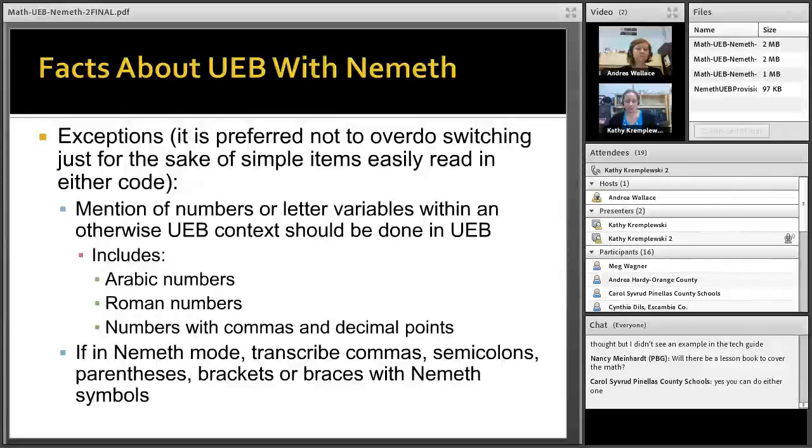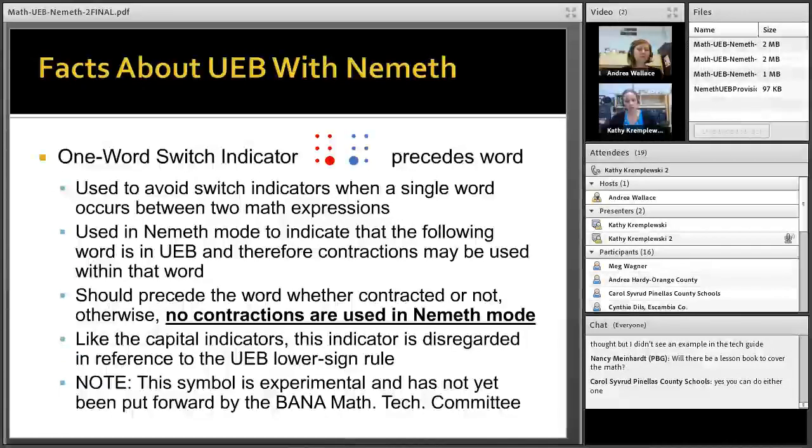There are exceptions to this, though, because it wouldn't be Nemeth without exceptions. It is preferred not to overdo the switching just for the sake of simple items that could easily be read in either code, such as just a few letters. So mention of numbers and letter variables within an otherwise UEB context would be done in UEB. This can include Arabic numbers, Roman numerals, numbers with commas, and decimal points. If in Nemeth mode, you're going to transcribe commas, semicolons, parentheses, brackets, or braces with Nemeth symbols. Again, you don't want to start switching back and forth just for a punctuation symbol or something like that.